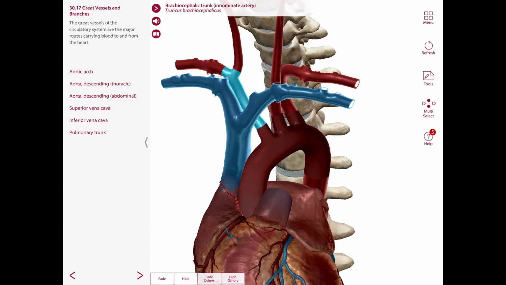Branching out of the aortic arch, we have three branches or three arteries. First is the brachiocephalic trunk, which eventually will branch into a right subclavian artery and a right common carotid artery. The second branch is the left common carotid, and the third branch is the left subclavian artery.